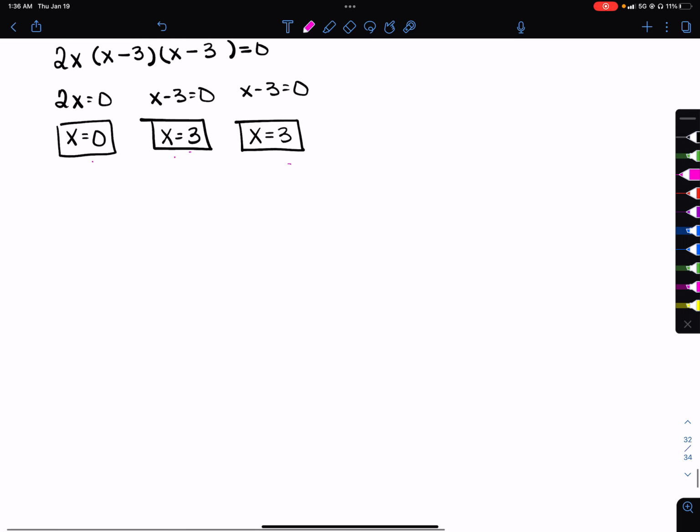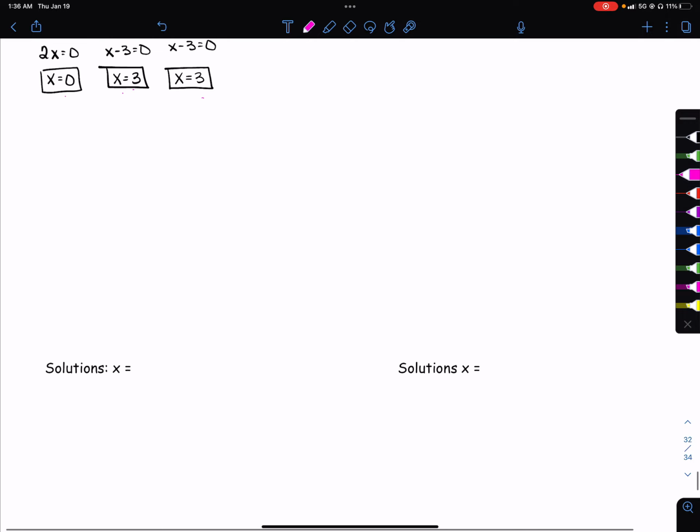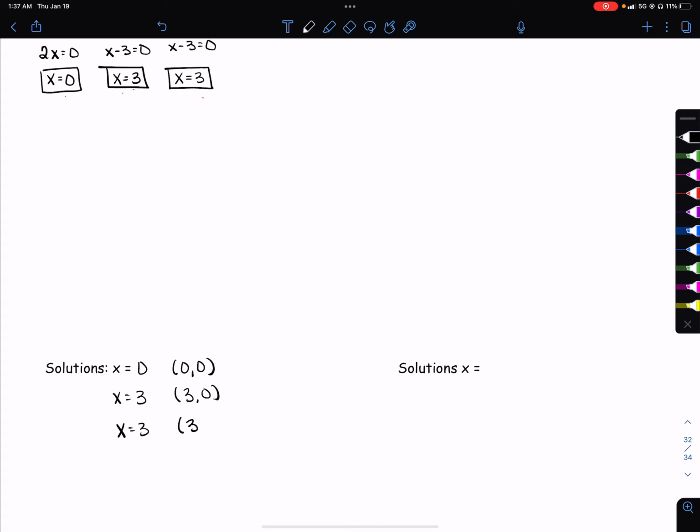All right, so then our solutions, we have x equals 0 or 0, 0. We have x equals 3 or 3, 0. And we have x equals 3, which is 3, 0. Now, if it was big ideas, you would only write it twice. You would do x equals 0 and x equals 3 because they see that both of them happen at the same place. Okay.